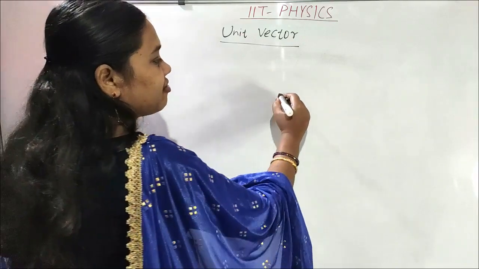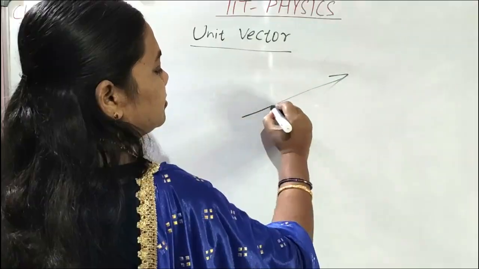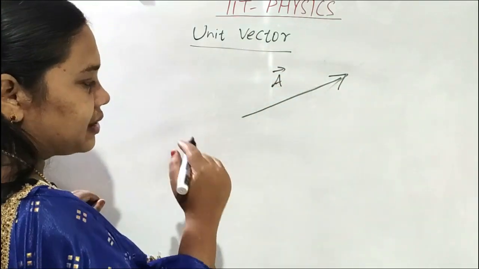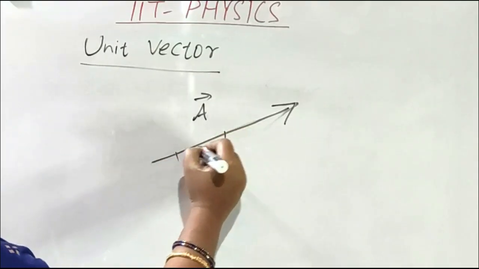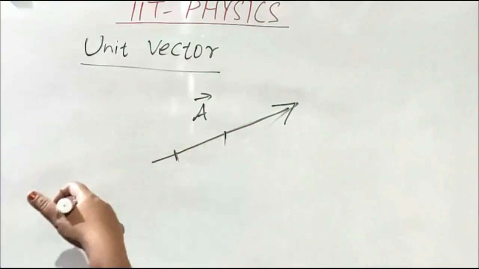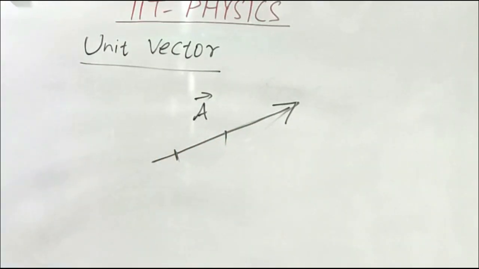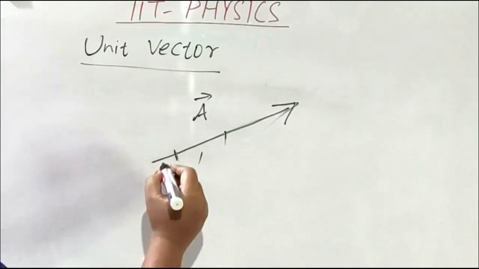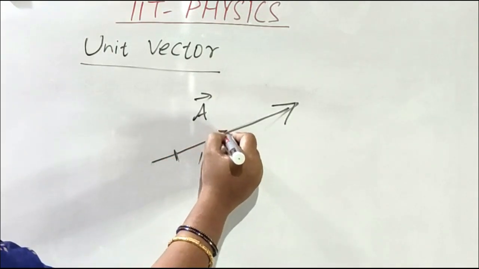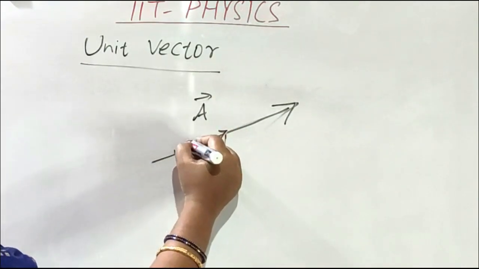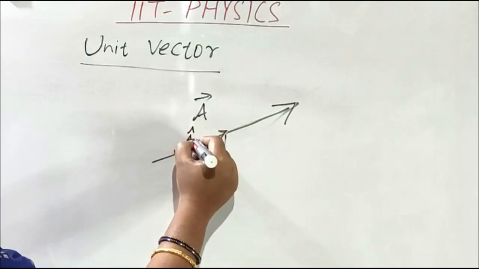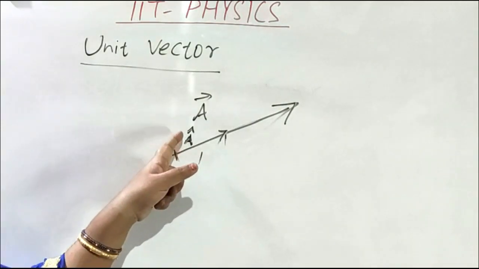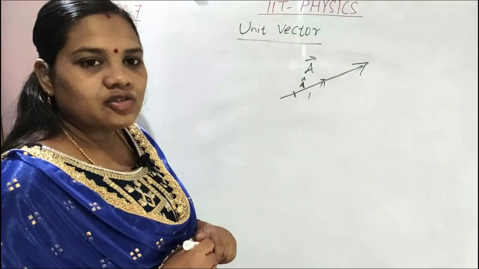Suppose there is a vector. This is vector A. Let's cut a vector from this vector A with magnitude exactly 1. What is its direction? That is A cap. How to read this? A cap, unit vector A cap. Clear?